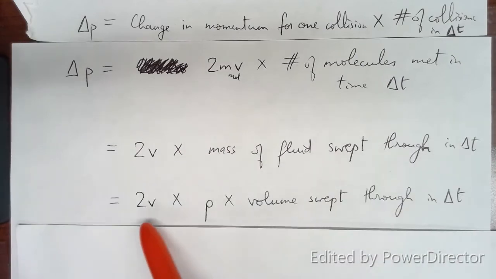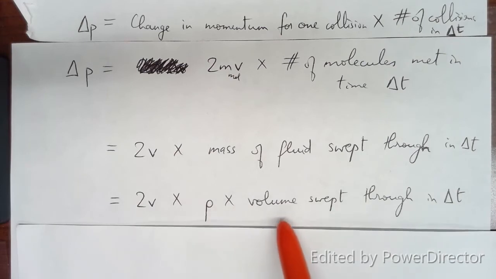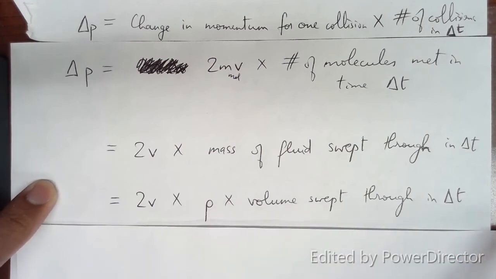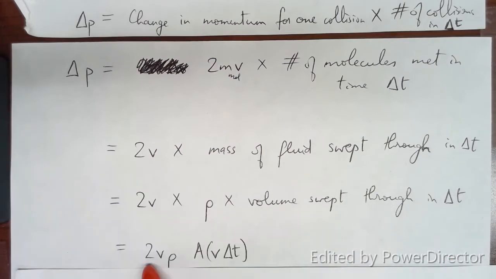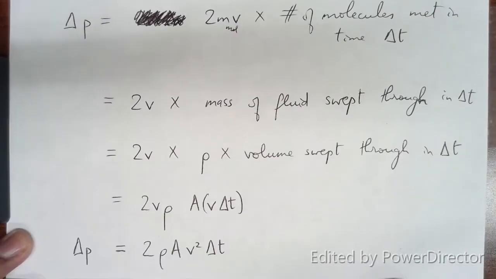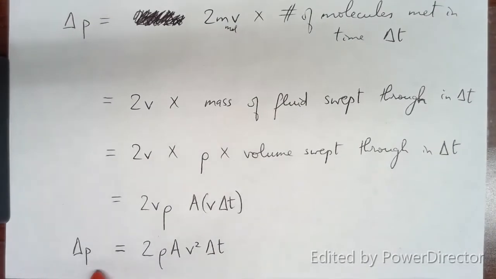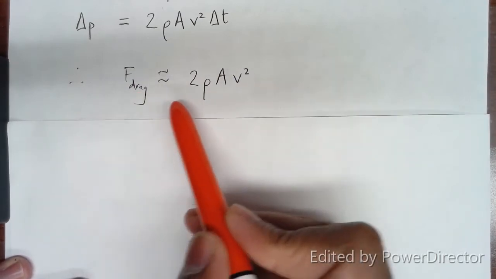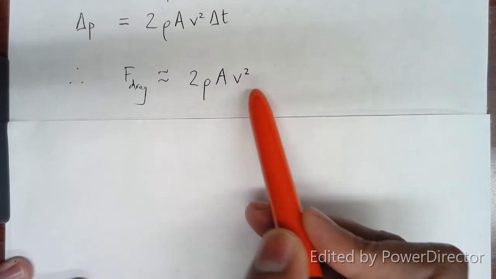But we know that mass is the same as density times volume, so this would be 2v times the density rho times the volume swept through in a time delta t. But the volume swept through will be the area of the face of the cube times the distance that it travels, which is v delta t. Putting it all together, we find that delta p, the net change in momentum, is 2 times rho times the area of cross-section times v squared times delta t. Since the drag force is delta p over delta t, the magnitude of the drag force is approximately 2 rho A v squared.